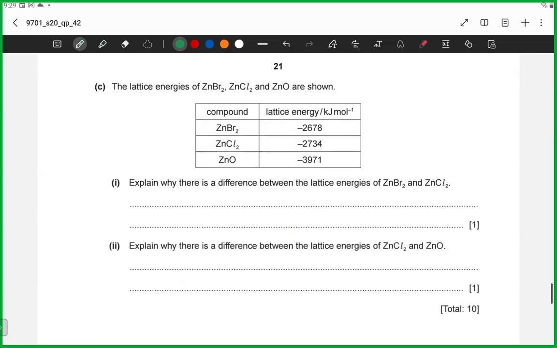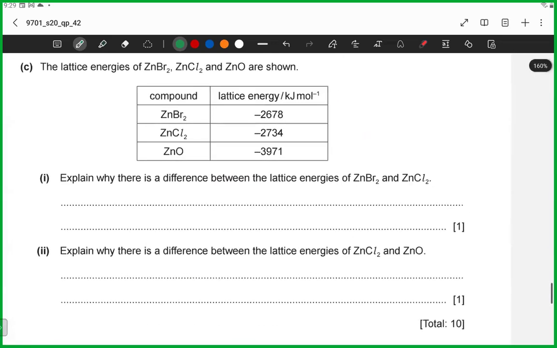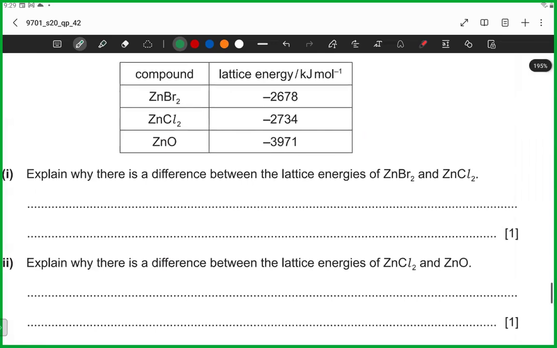Then he says, why there's a difference between the lattice energy of ZnBr2 and ZnCl2. So basically, you have to explain why this is larger, right? And you got ZnBr2. This one is more exothermic, right? So when you're forming this lattice energy, why is it producing more heat energy? Why is it more exothermic? And the answer to that is that it's a stronger lattice.